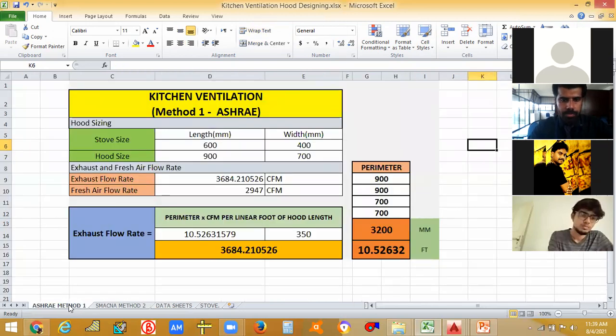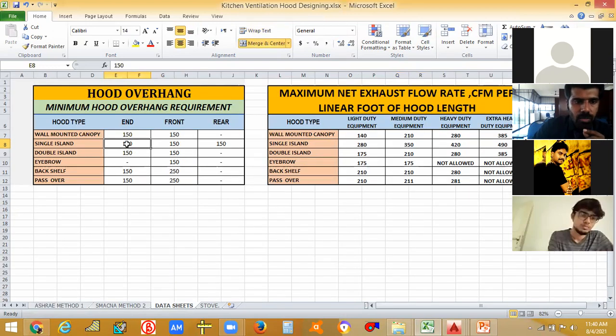So if the length of the stove is 600, what will be the length of the hood? It is 900. How did you get 900? Because the overhang is 150 on one side and 150 on the other side. So 150 plus 150 is 300. Correct?